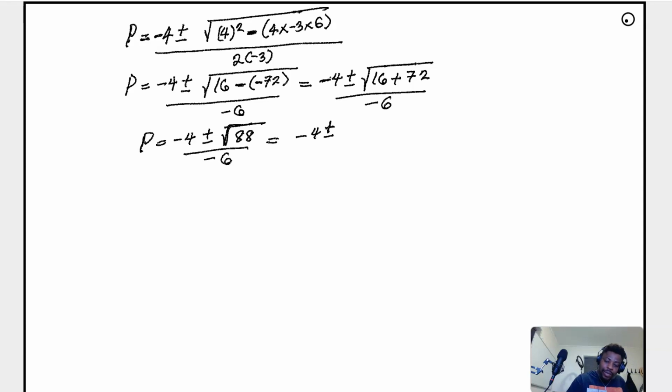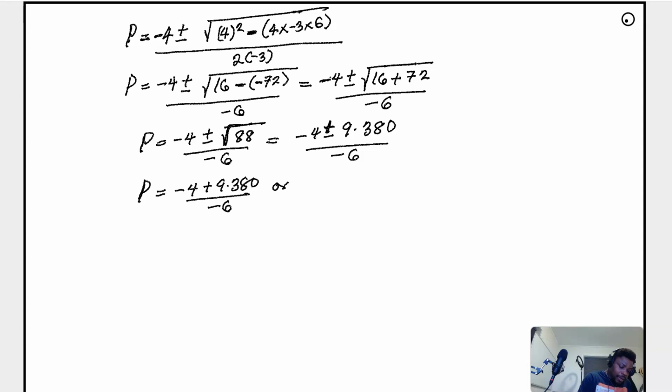So this is minus 4 plus or minus the square root of 88. Let's press the calculator. The square root of 88 is 9.380 over minus 6. So p here is equal to minus 4. Let's use plus first: plus 9.380 over minus 6, or minus 4. Now we're using minus: 9.380 over minus 6.